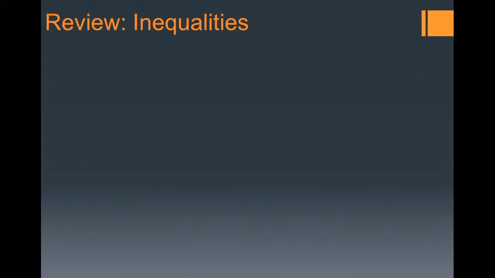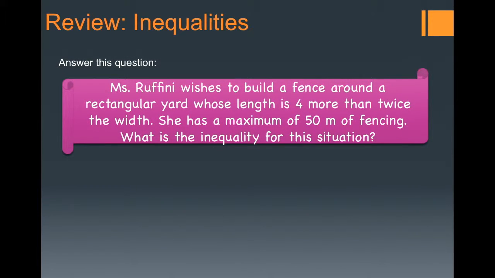Here is a review for inequalities. We already reviewed inequalities when we did the comparison method at the beginning of this term. Answer this question. Mr. Feeney wishes to build a fence around a rectangular yard whose length is 4 more than twice the width. She has a maximum of 50 meters of fencing. What is the inequality for this situation?